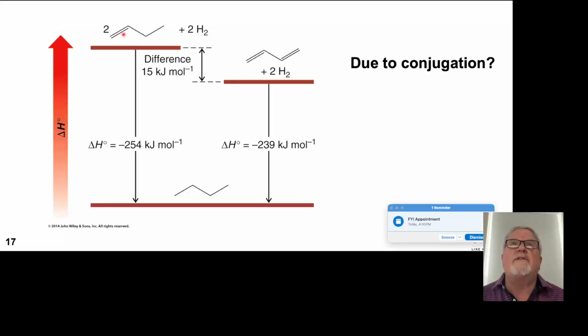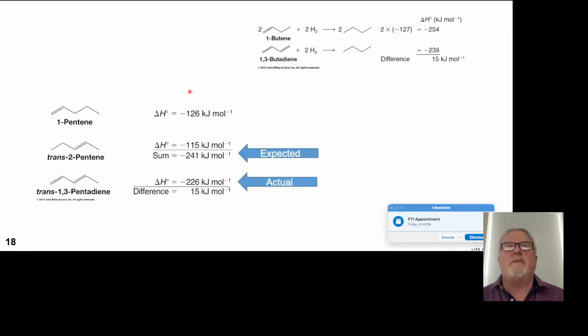Notice that we have to use twice as much of this compound because we have two double bonds on one molecule over here. But it should give the same results, and we do see that the isolated double bond is a little bit higher in energy by about 15 kilojoules. Another similar experiment was done.